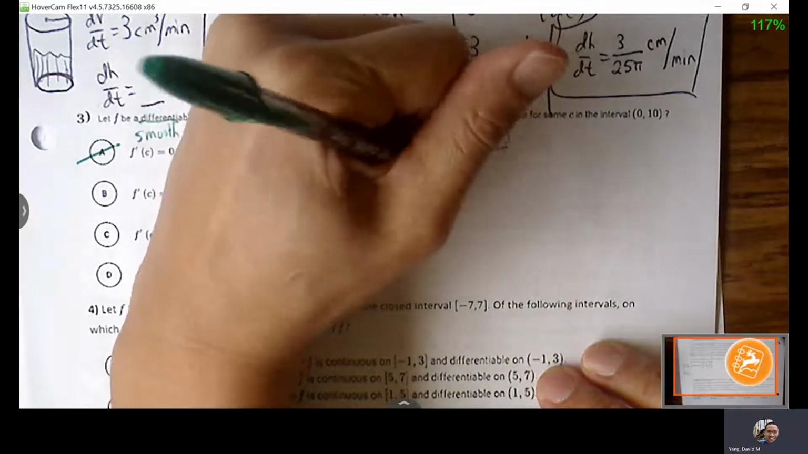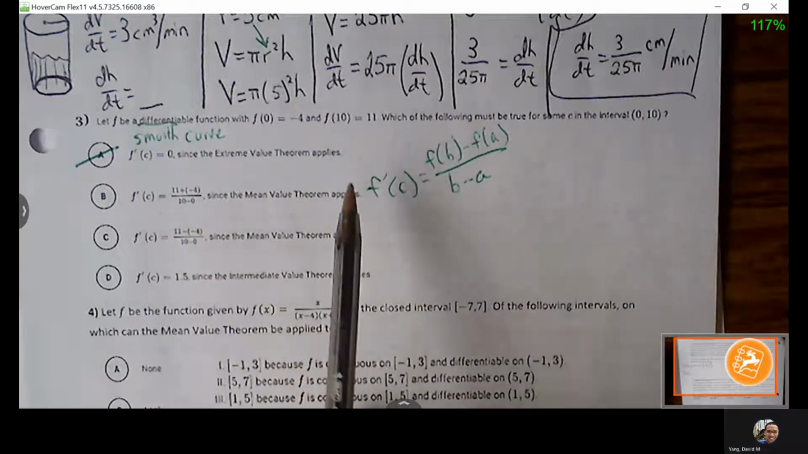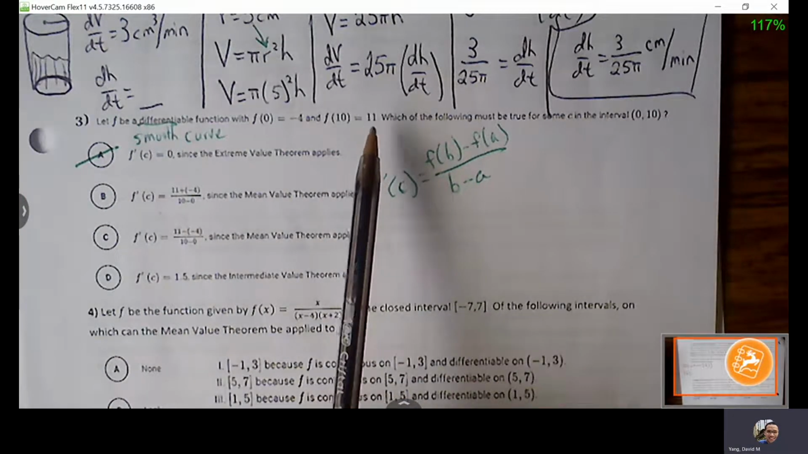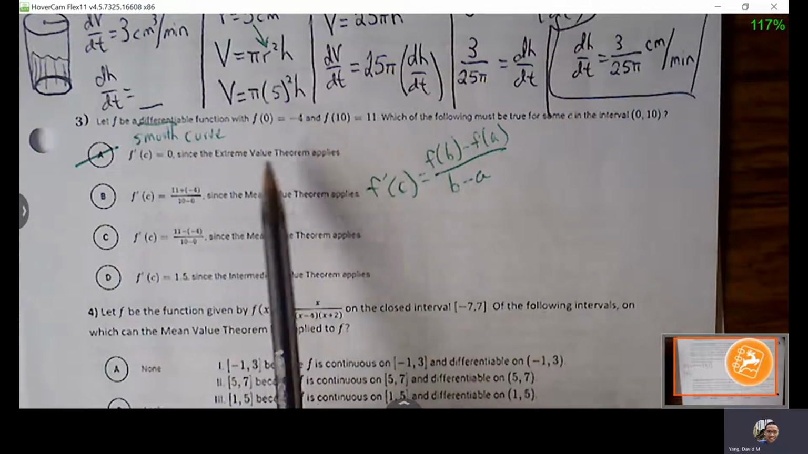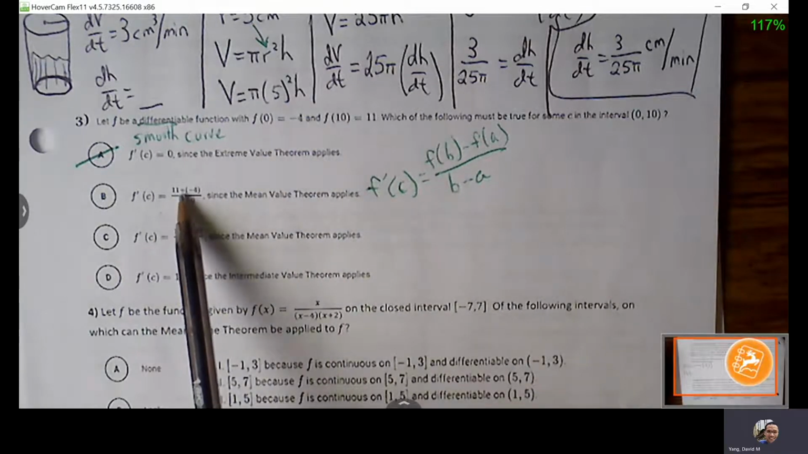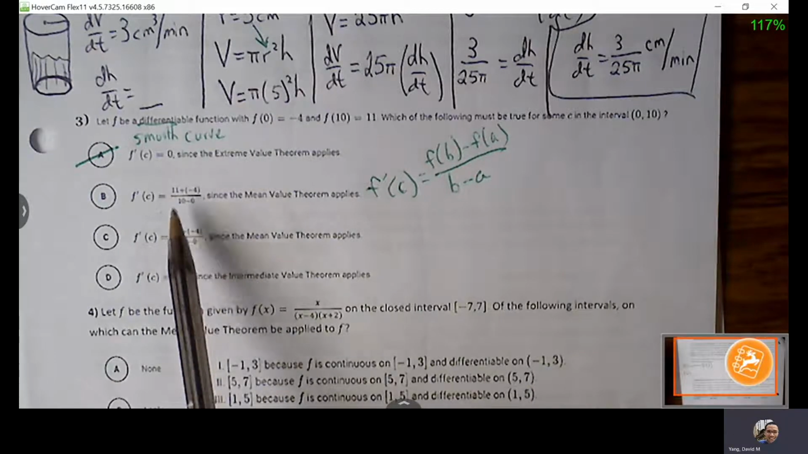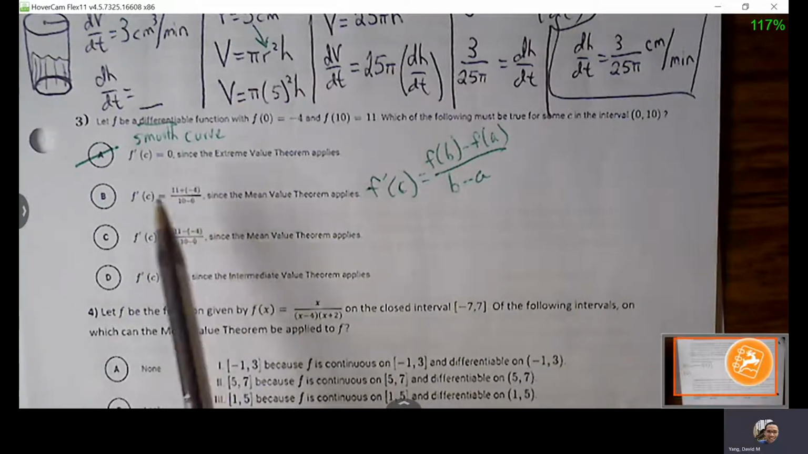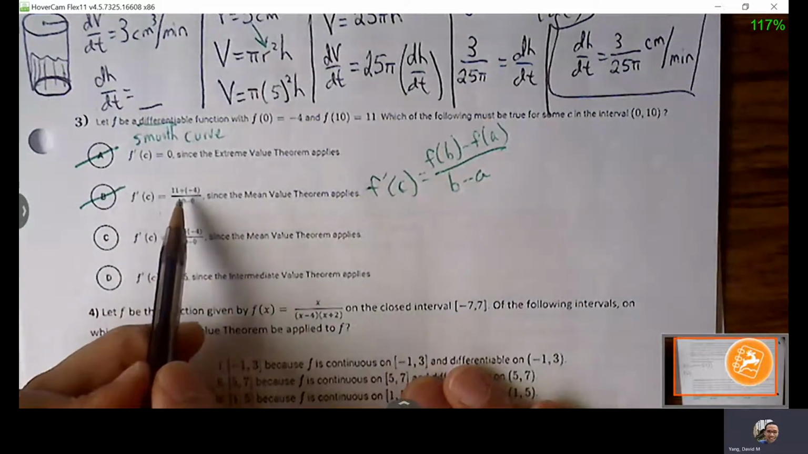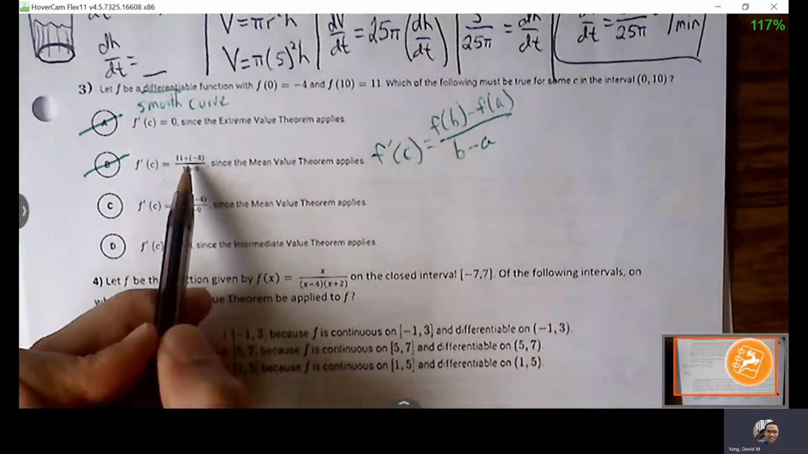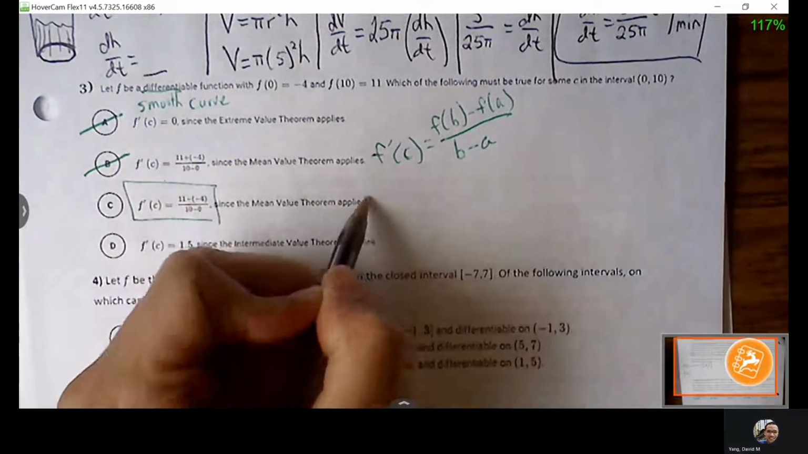So again, here's the formula for mean value theorem. Does this match mean value theorem? 11 minus the -4 over 10 minus 0. That's what's required, but here there's a plus sign in between. That plus sign is fixed for C, so that slight difference makes B incorrect. So it has the right idea, it just doesn't quite apply the slope formula correctly. So this one is correct.